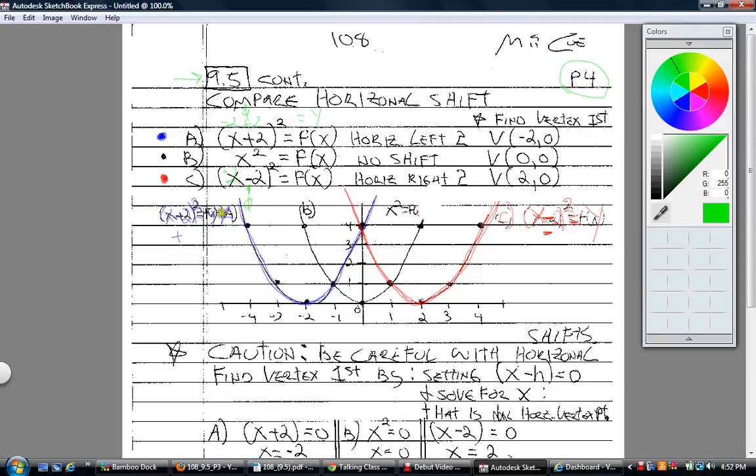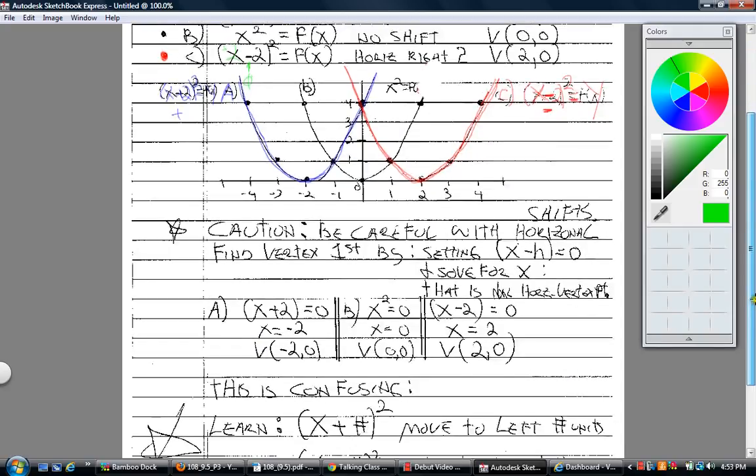You can see here I tried to line this up. Sorry, my writing's a little crazy. This is x plus 2 quantity squared. This one is x minus 2 quantity squared equals y. And there's a good visual of the graphs of the horizontal shifting going on.